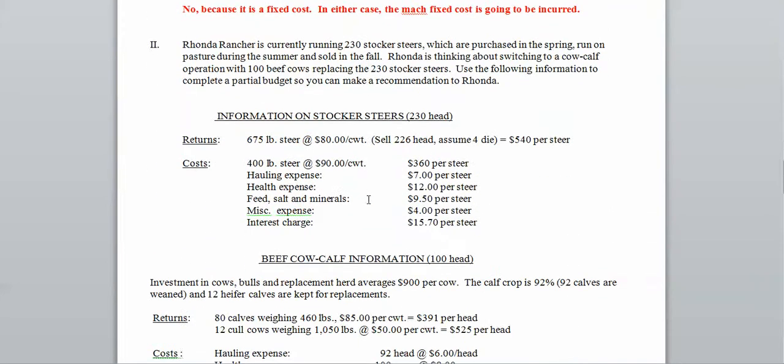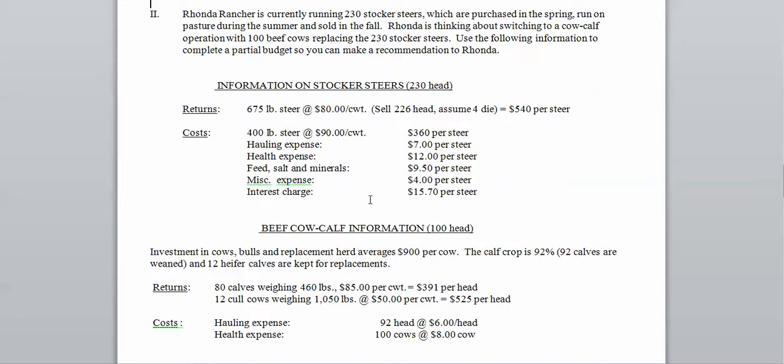So, the scenario that you're going to do on your own is Rhonda Rancher running 230 stocker steers, which are purchased in the spring, run on pasture in the summer, and sold in the fall. Rhonda is thinking about switching to a cow-calf operation with 100 beef cows, replacing 230 stocker steers. Use the following information to complete a partial budget.